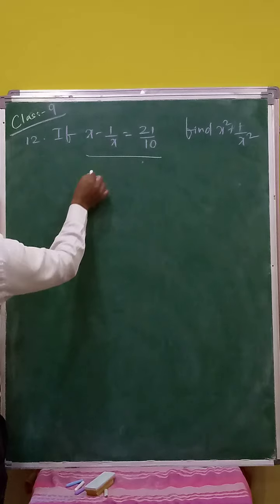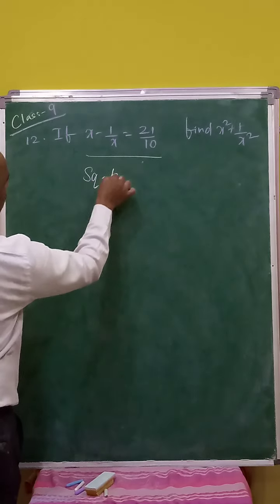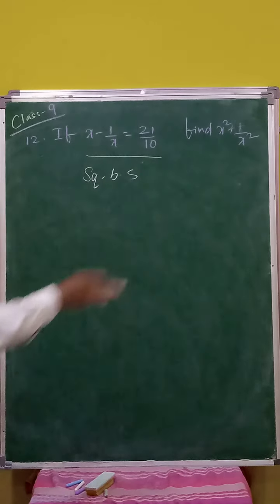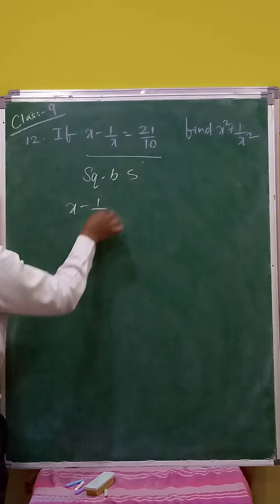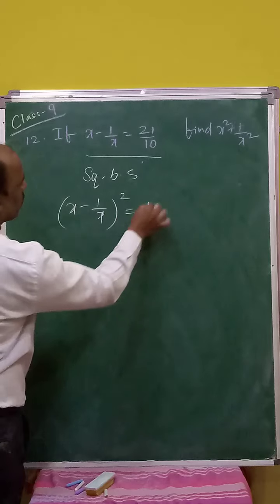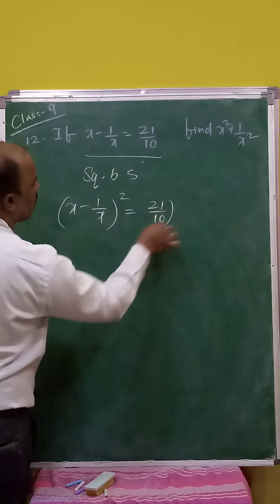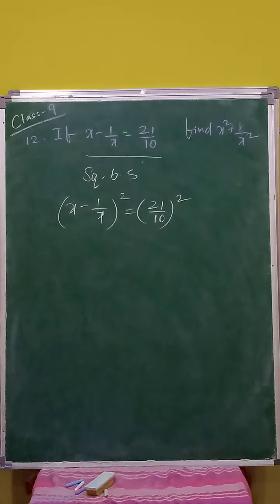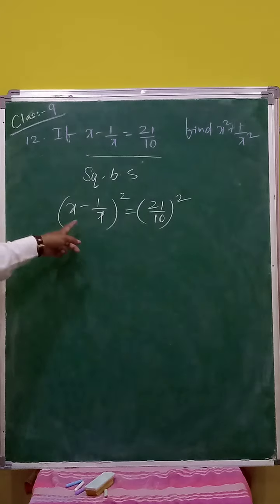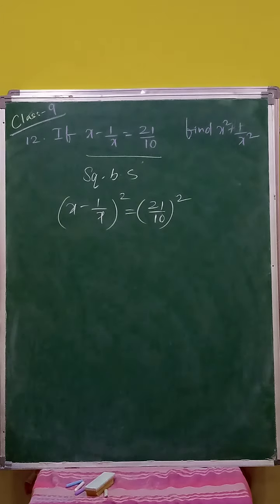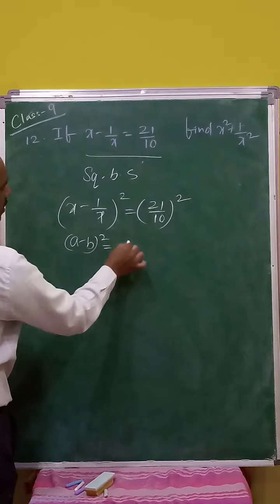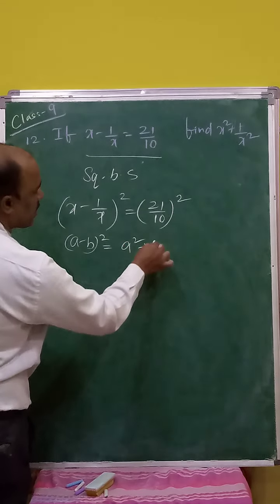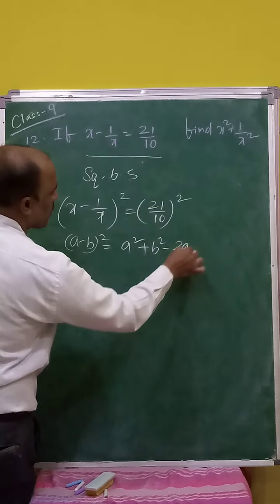First, for the given thing, write it squaring on both the sides. We have to square both the sides. That is x minus 1 by x whole square is equal to 21 by 10 whole square. Now we know the a minus b whole square formula: a minus b whole square is a square plus b square minus 2ab.